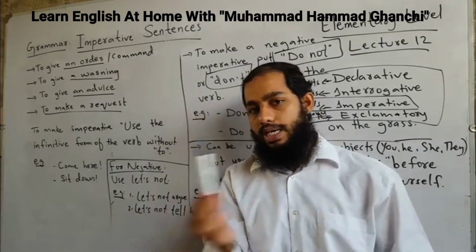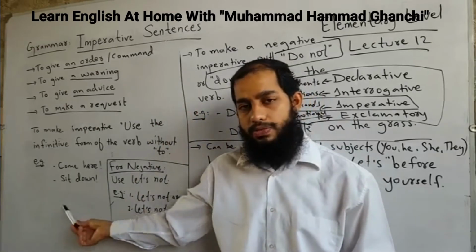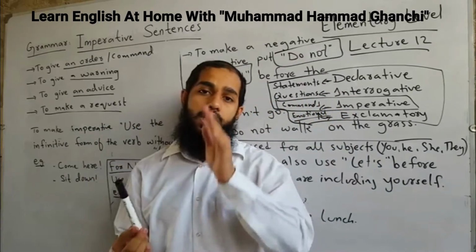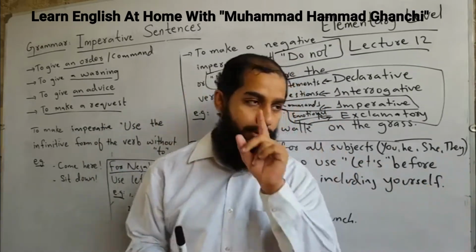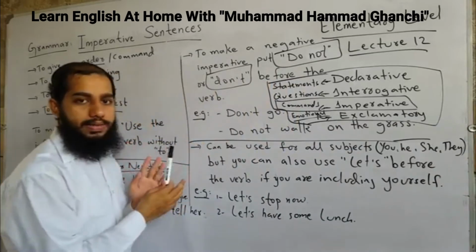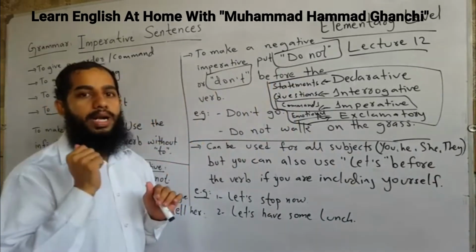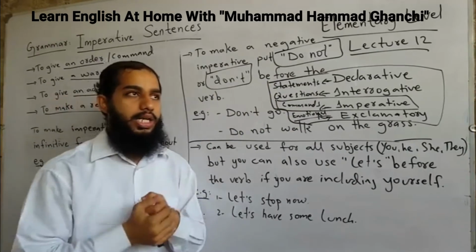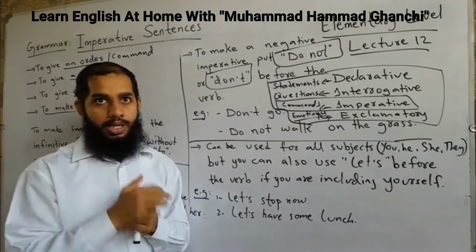So see, in positive sentence there is simple verb first form, and in negative you have to use don't before the verb, okay. So here you go, I guess समझ आ गया होगा आपको. Let's make two examples. I'll give you example in Urdu, you will translate in English, okay.